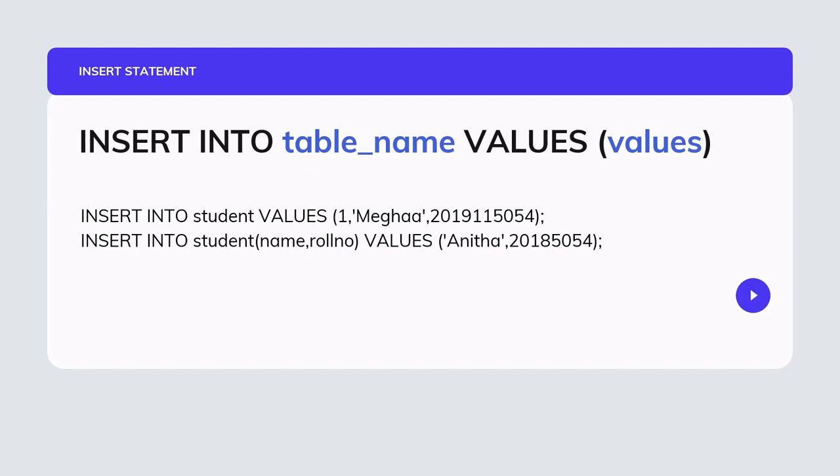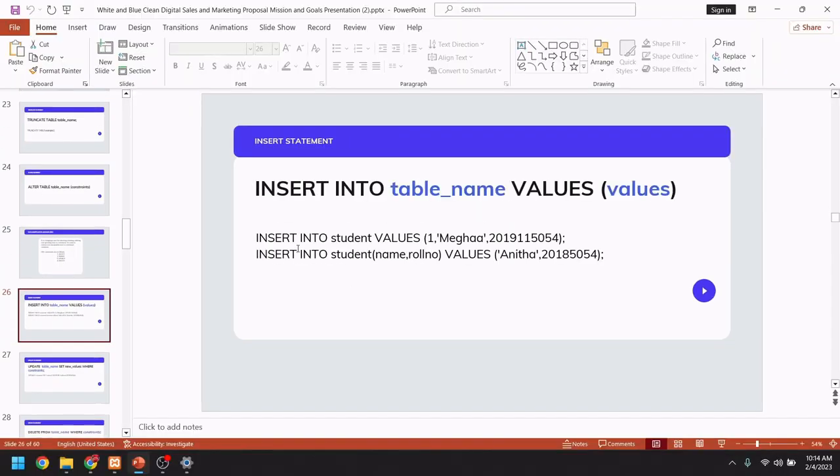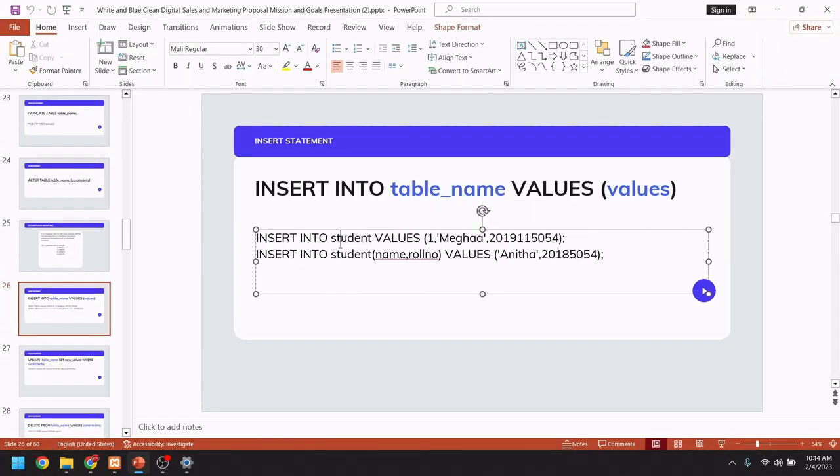Now, say I don't know what the serial number of the person is, and I just want to insert the other data points. You can clearly define what values you are going to insert in that record. Next to the student table name, in brackets you mention the column names that you are going to enter values for, and then you define the values. Here, I just skipped the serial number. That's not going to be a problem. It will still work because I have specifically denoted name and roll number.